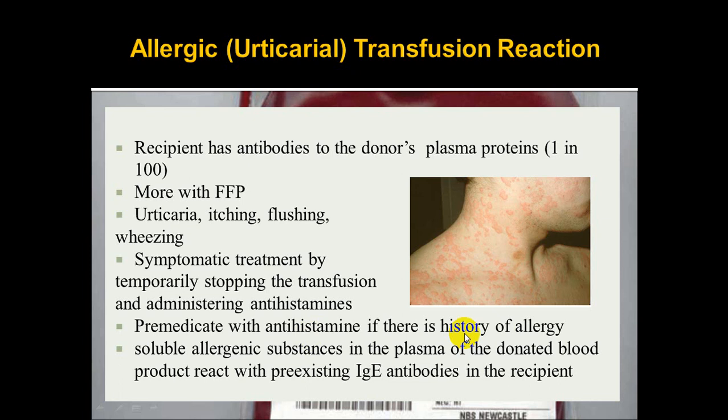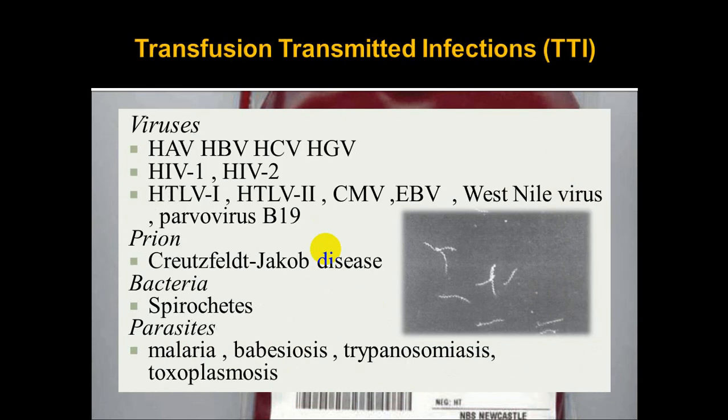Pre-medication with antihistamine if there is a history of allergy is very important. Soluble allergen substance in the plasma of the donated blood reacts with the pre-existent Ig antibody in the recipient. This is a simple complication, and the treatment is very easy. Transfusion transmitted infection: these are all a list of infections that can be transmitted by blood. So searching for these infections is essential before blood transfusion.